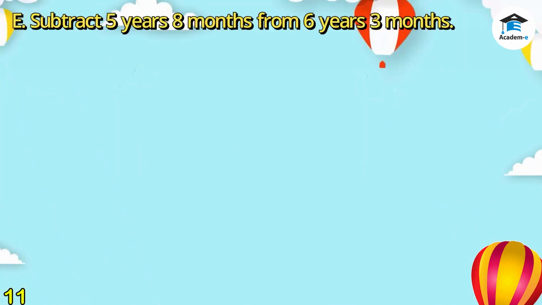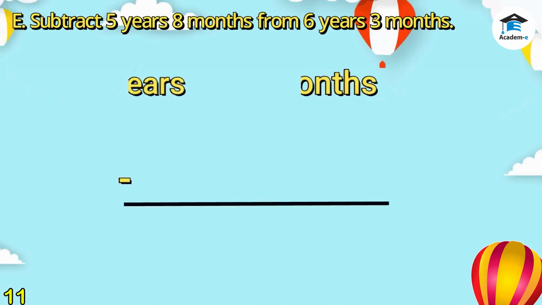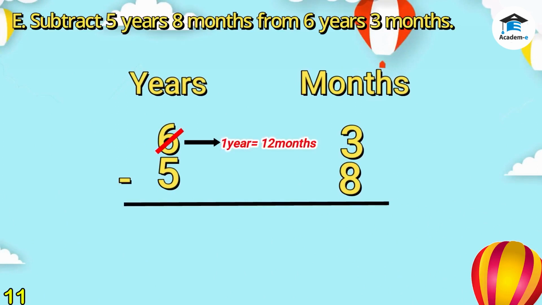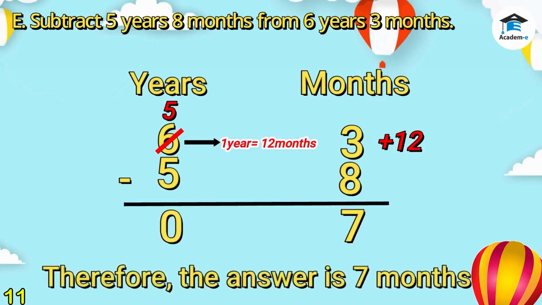Example E: subtract 5 years 8 months from 6 years 3 months. To solve, subtract first the months. Since we cannot subtract 8 from 3, we borrow 1 year. A year is equal to 12 months. So 3 plus 12 is 15 months. We can now subtract. 15 minus 8 is 7 months. Write 7 in the months column. Then, subtract the years. That is, 5 minus 5, which is 0. Therefore, the answer is 7 months.